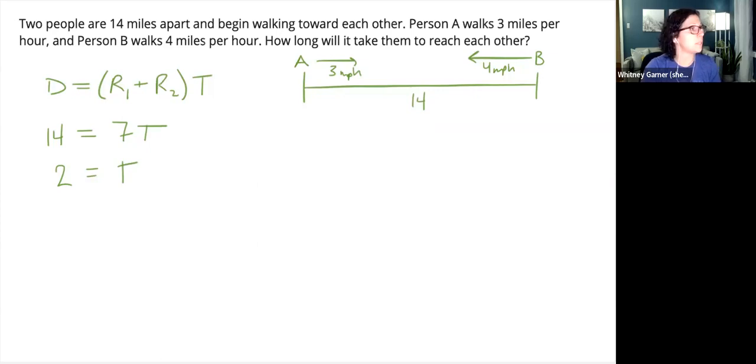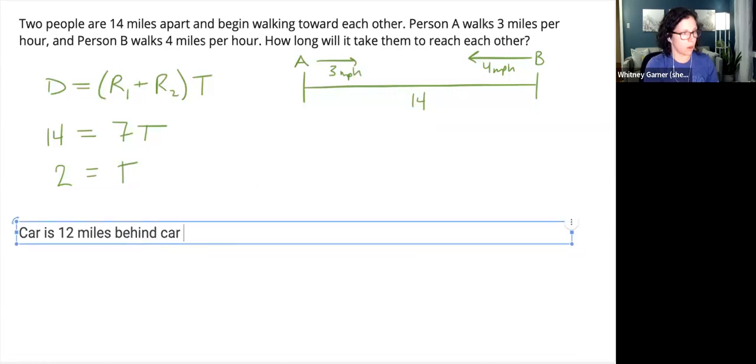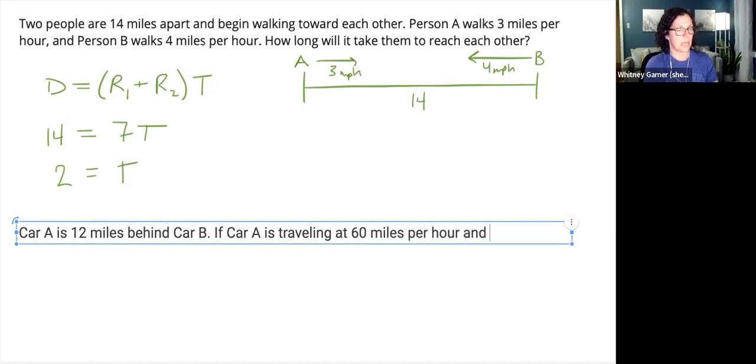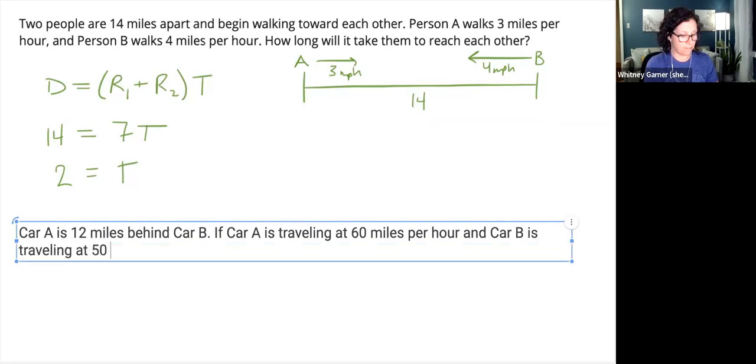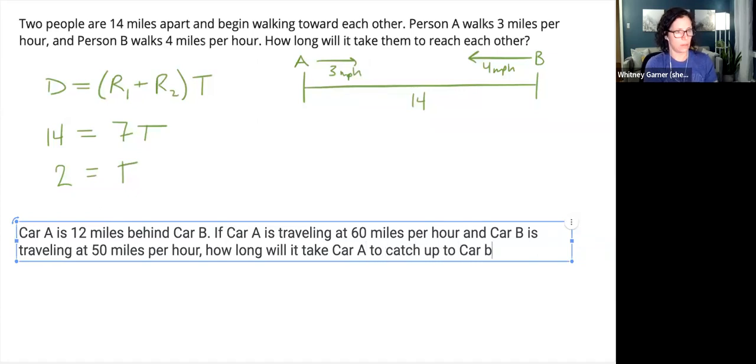Turns out that we can do a very similar thing when two people or things are chasing each other. So if we have a situation like the following, car A is 12 miles behind car B. If car A is traveling at 60 miles per hour and car B is traveling at 50 miles per hour, how long will it take car A to catch up to car B and get 8 miles ahead?